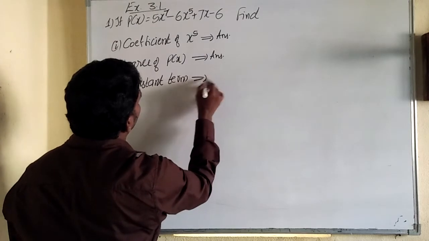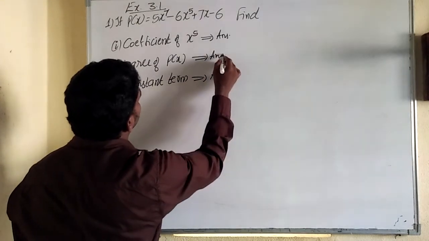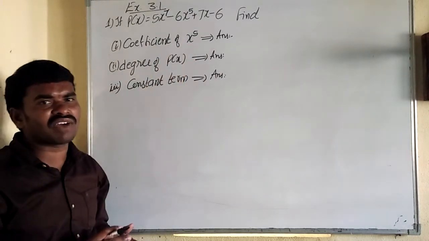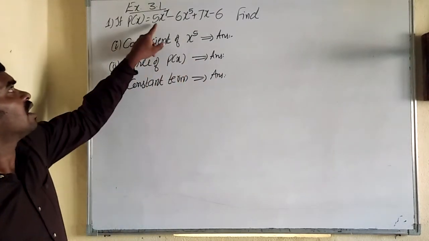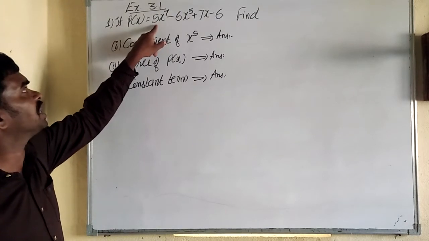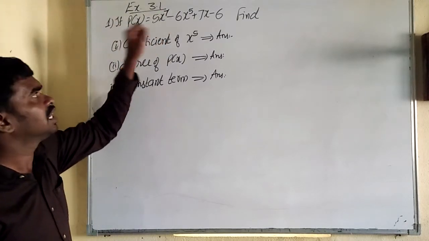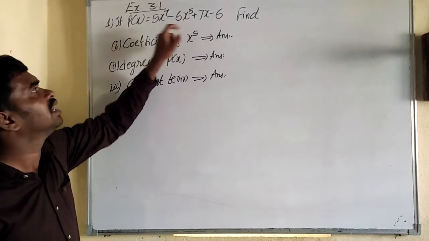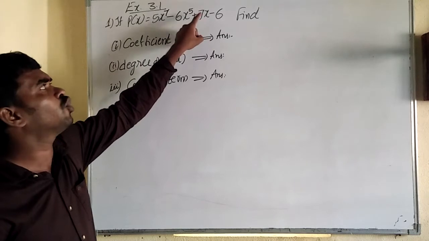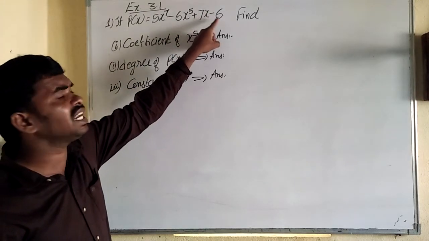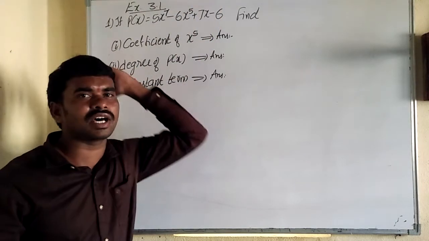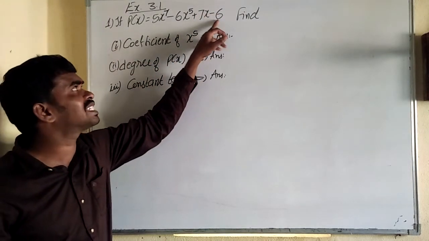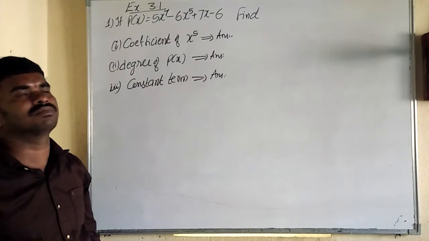So very simple. Directly we can write the answer. Coefficient of x power 5. See, 5 is the coefficient of x power 7 here. Minus 6 is the coefficient of x power 5 here. Plus 7 is the coefficient of x here. Minus 6 is the constant term because it is not the coefficient of any term. So minus 6 is the constant term.